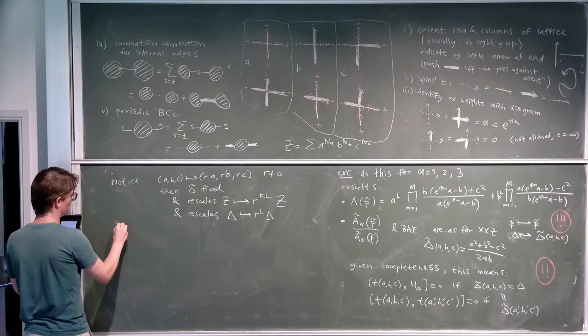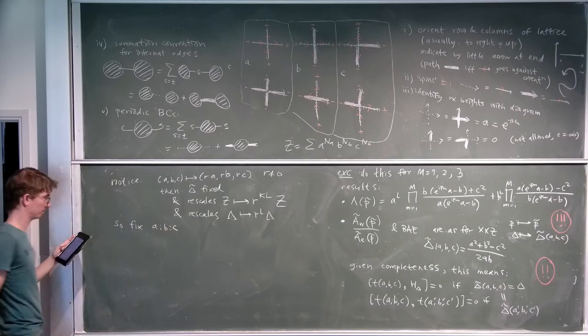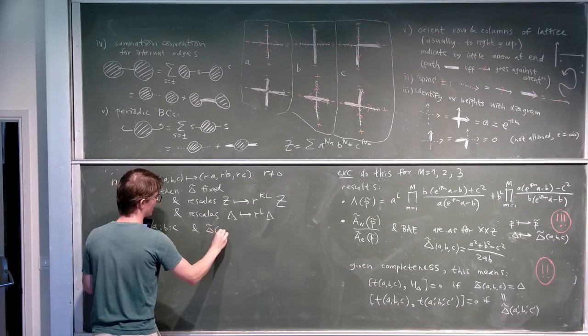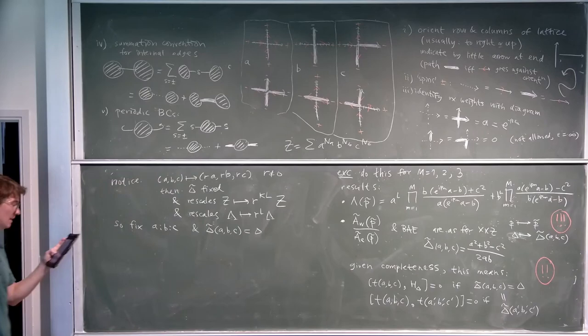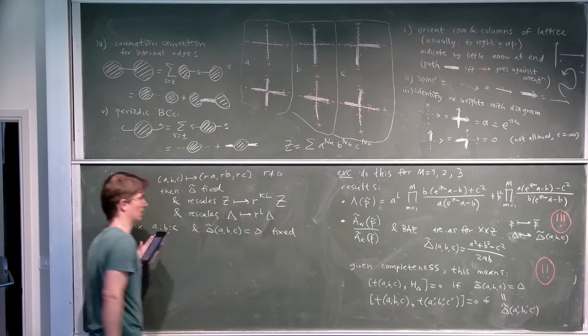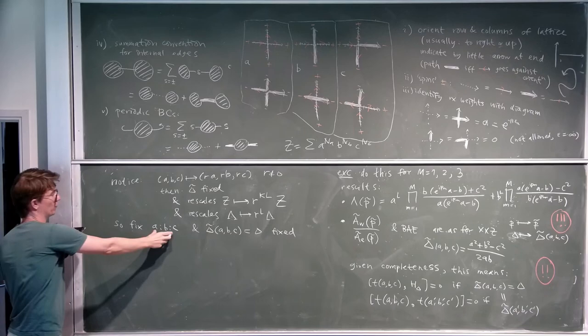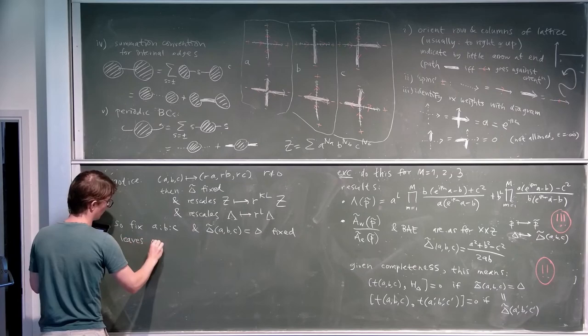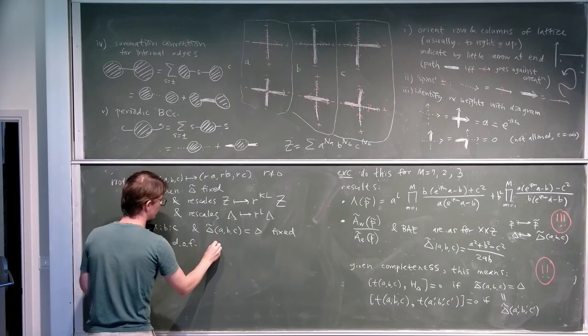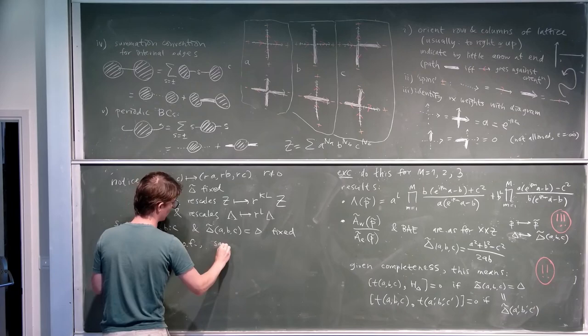So we're going to fix the ratio of A, B, C, and we're going to fix this function delta tilde of a, b, and c to be equal to this value delta from XXZ. So this is fixed. Out of the 3 degrees of freedom a, b, and c, fixing this with 2 constraints leaves 1 degree of freedom. Let's parameterize it by u. This is called the spectral parameter.